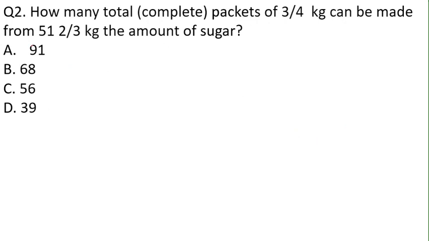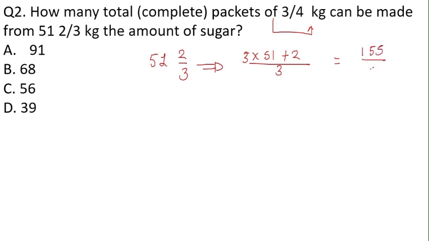Moving on to the next question. In question number 2, they're asking us how many total packets of 3 by 4 kg can be made from 51 2 by 3 kg of sugar. Okay, so the total amount of sugar is given as 51 2 by 3. So let me convert this. We can write 51 2 by 3 as 3 into 51 plus 2, divided by 3. So 51 into 3 plus 2 will give me 155, so 155 upon 3 kg. So I have simply converted the mixed fraction into a complete fraction.